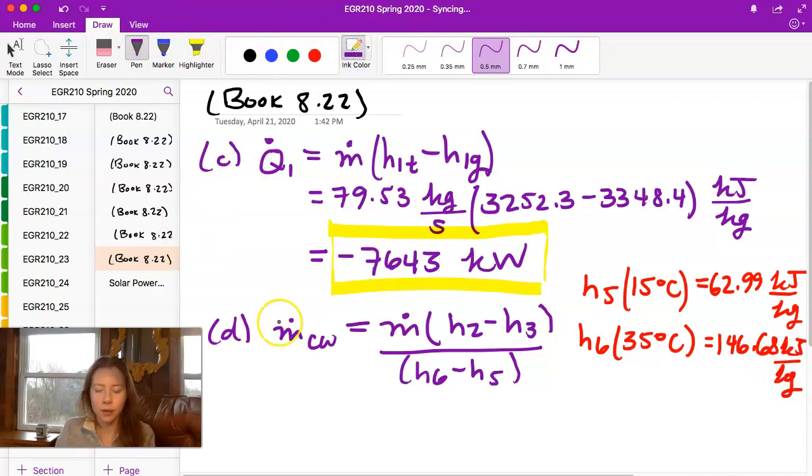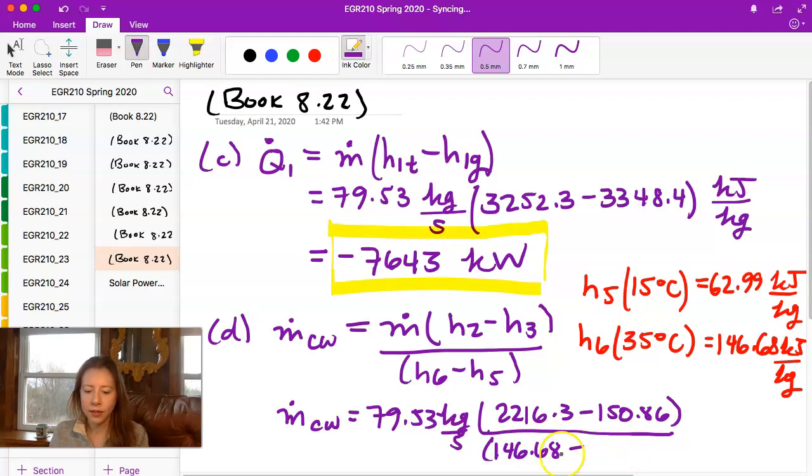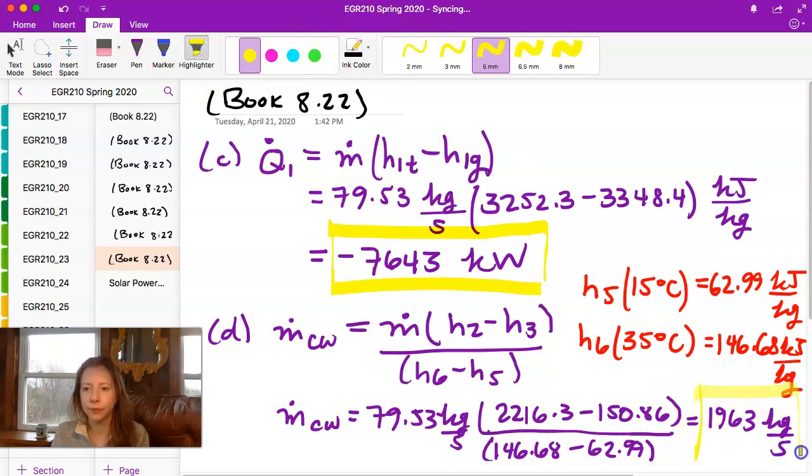So m dot CW is going to be 79.53 kilograms per second times 2216.3 minus 150.86 divided by 146.68 minus 62.99, which is going to be 1963 kilograms per second. Whew, great, we did it.